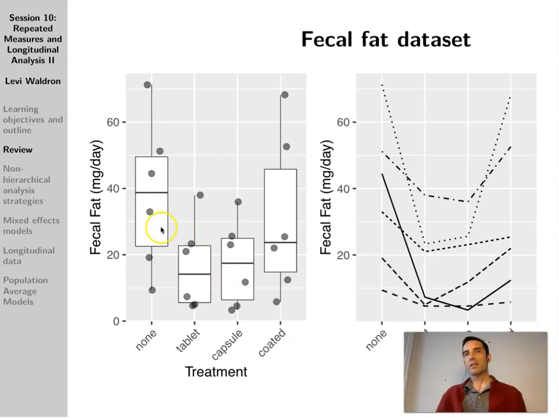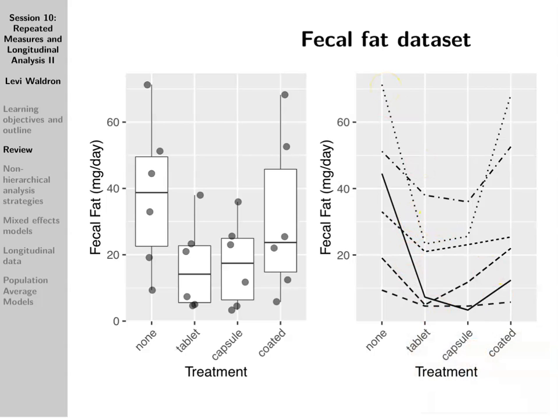But this box plot representation, we discussed this as being a somewhat lacking visualization because you can't see from this which are the repeated measures of individuals. So this so-called spaghetti plot helps us to do that. And here we can see that this dotted line is one individual that had a measurement of more than 70 in the placebo that went down to about 25 with the tablet and capsule and back up to close to 70 with the coated tablet.